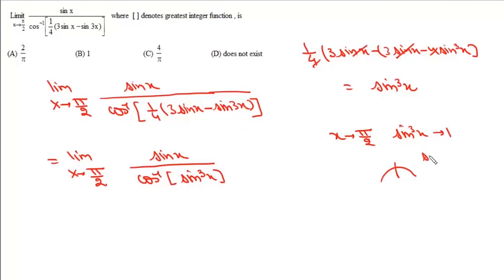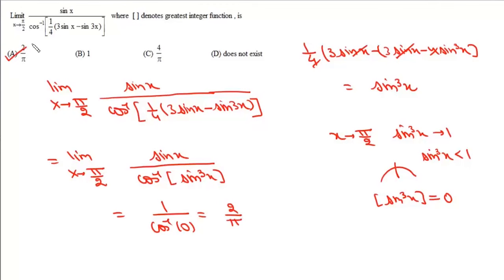So this sin cube x is nearly 1 but less than 1. In that case, the greatest integer function of sin cube x will be nothing but 0. So it will be sin pi by 2, which is 1, and then cos inverse 0, and cos inverse 0 is pi by 2. So the answer to this limit will be 2 upon pi, and that's your option A.